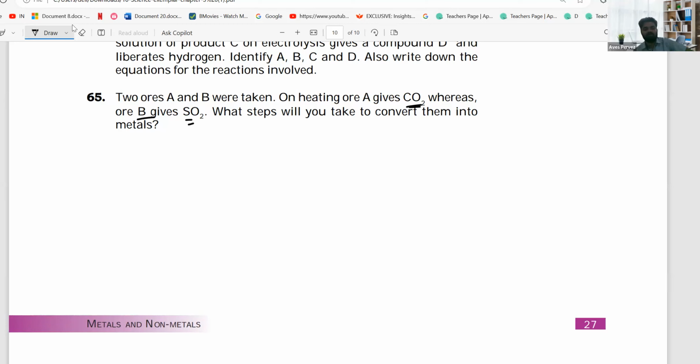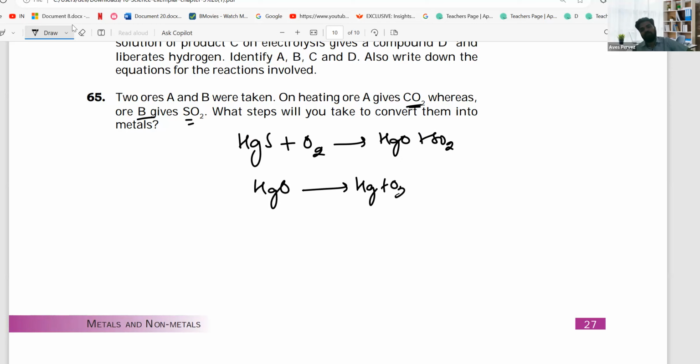For example, if it is HgS, mercury sulfide, when you heat it, it will get converted into HgO plus SO2. And then on further heating, HgO will become Hg plus O2.